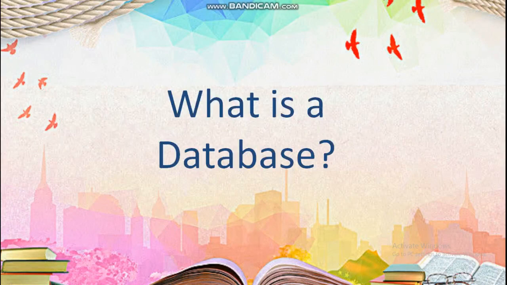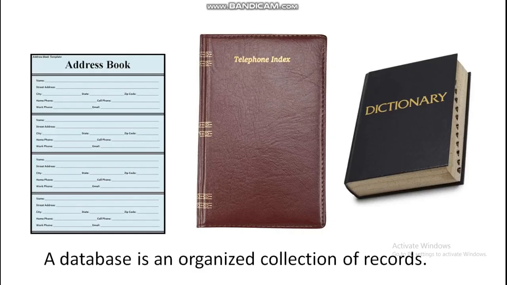What is a database? Basically, a database is an electronic system that allows data to be easily accessed, manipulated, and updated. In other words, a database is used by an organization as a method of storing, managing, and retrieving information. In a simpler way, you can say a database is an organized collection of records.